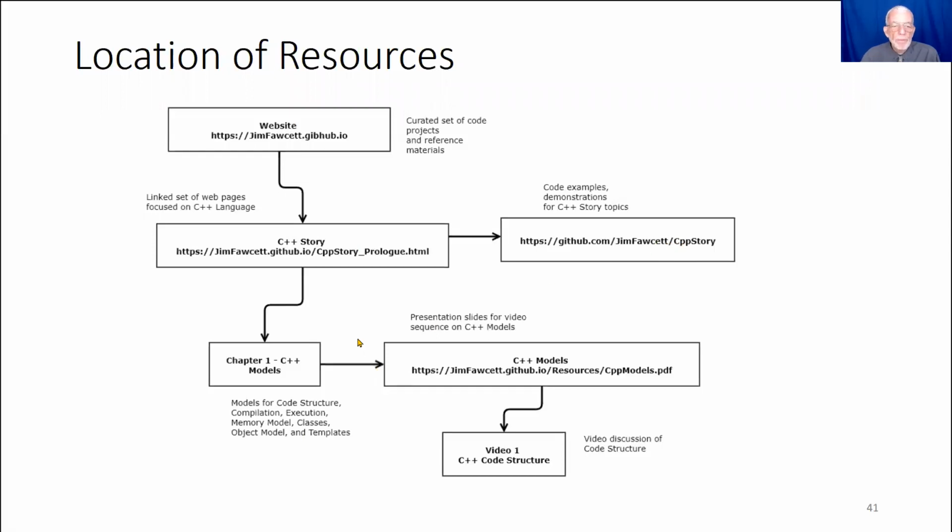Everything there should compile. From this story, the first chapter is C++ models, and I've abstracted from that chapter these videos. So these videos represent in some detail what's in that first chapter. There's some stuff in the chapter that isn't in the videos, just for space and time. The presentation slides on these models you can find here in the website resources, CppModels.pdf. Pull that down. That's what we've been looking at in these videos, this set of PDFs.